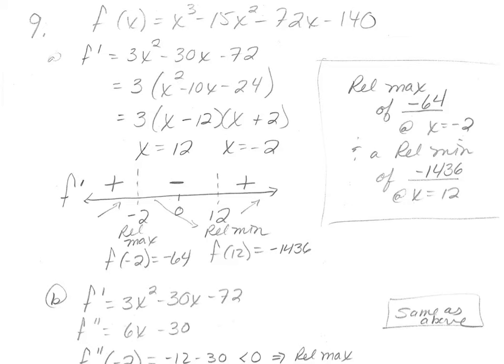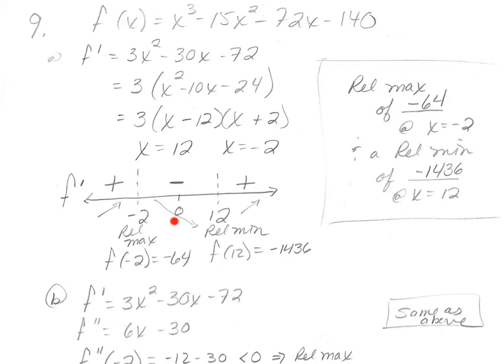Let's go on to number 9. So given this function, they want you to use the first derivative test to find the extrema, then the second derivative test to verify it. So part A, first derivative, you take the derivative, factor it, and get those critical values. Don't forget the number line, which you need for the first derivative test. Test values to get whether they're increasing or decreasing.